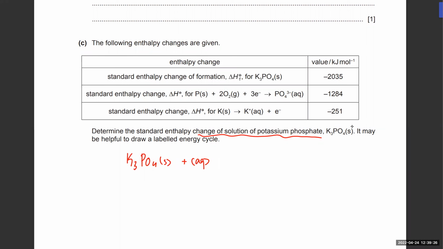And when it dissolves, it's an ionic compound, so it's going to dissociate. It's going to produce 3 K plus aqueous ions, and 1 PO4 minus 3 aqueous ion. Okay, this is what we are looking for, enthalpy of solution. This is what we want to know. So we're going to try and create this other path.